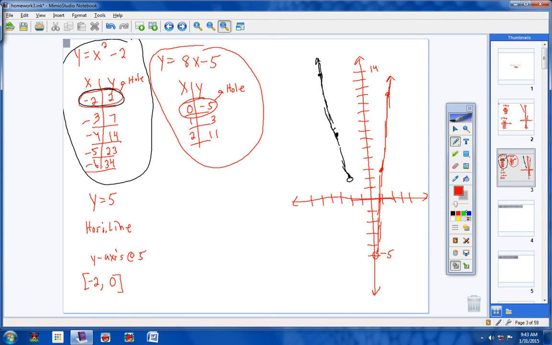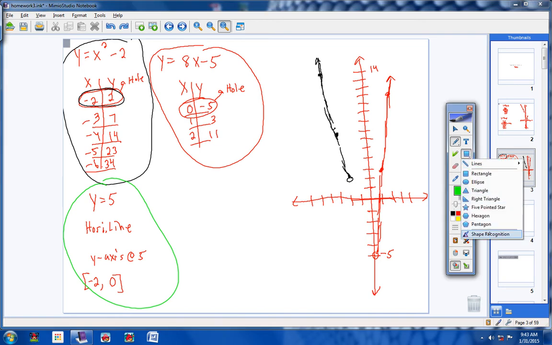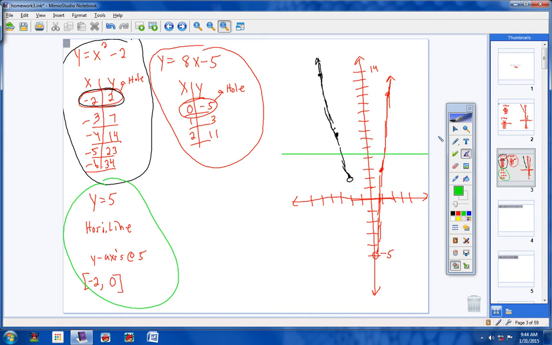Now, this last one here we're going to do in green. Now it's going to be a horizontal line going through 5, so 1. So we know it's going to be a horizontal line going through 5 right here. And that's a really beautiful horizontal line. Okay, there's my horizontal line going through 5.